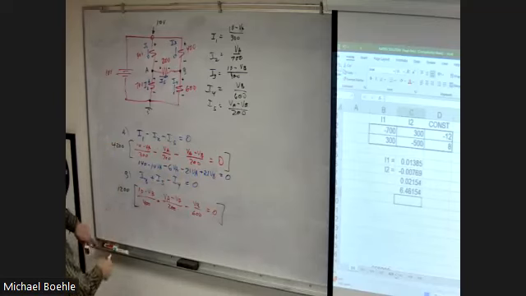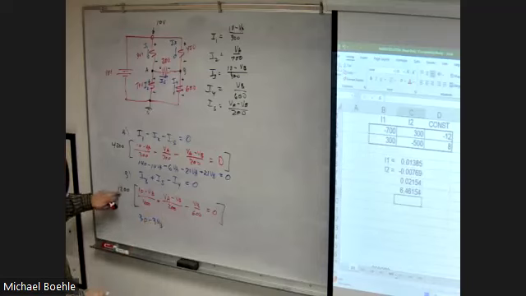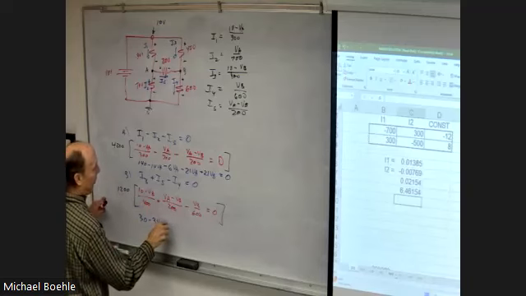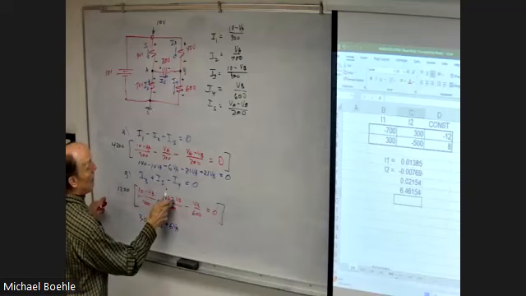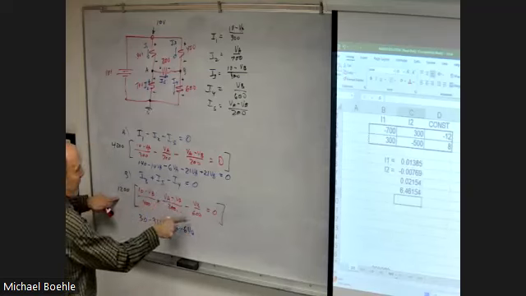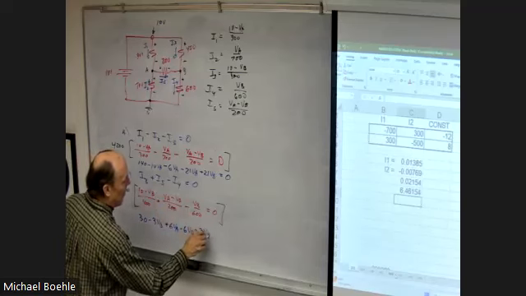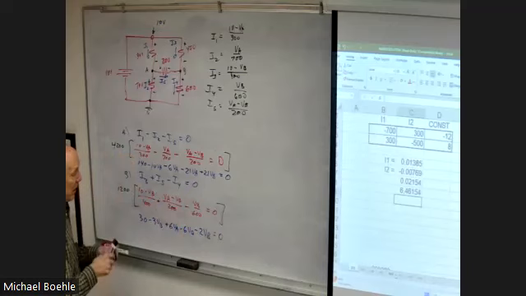All right, here, 1,200 divided by 400 is 3. So I have 30 minus 3 times voltage B. 1,200 divided by 200 is 6. So I have plus 6 voltage A minus 6 voltage B. 1,200 divided by 600 is 2, minus 2 voltage B. So now we combine our terms.